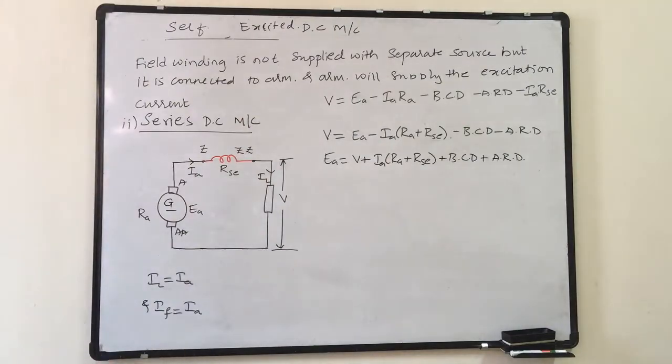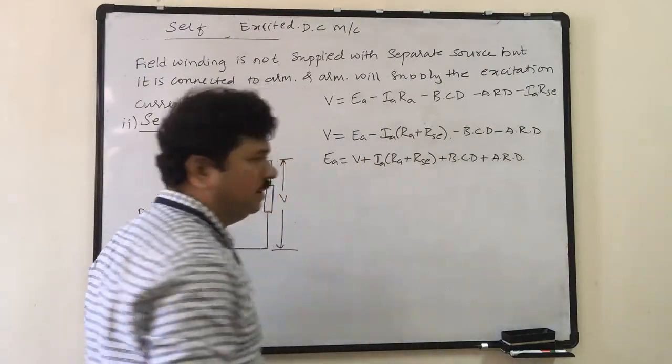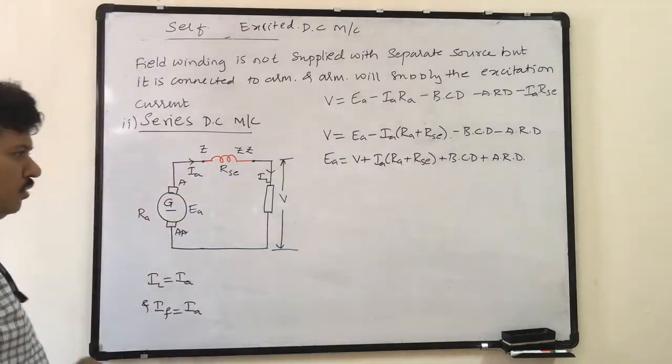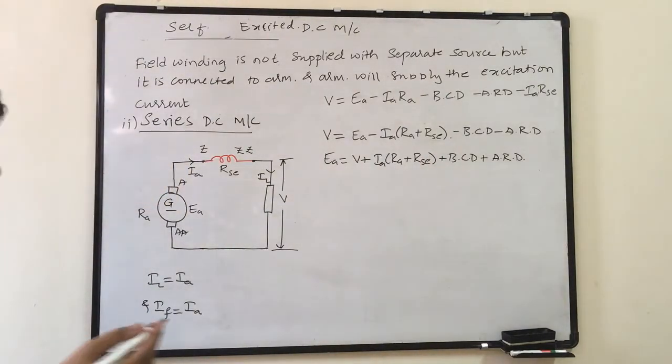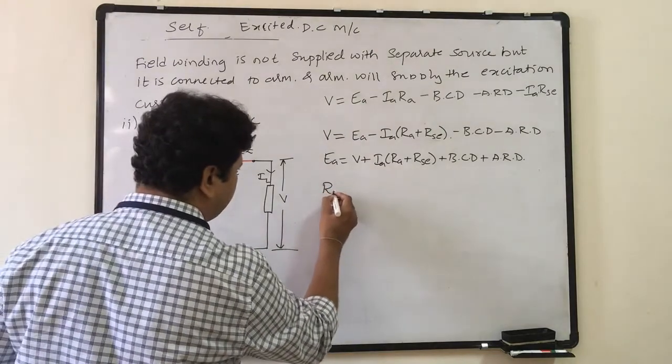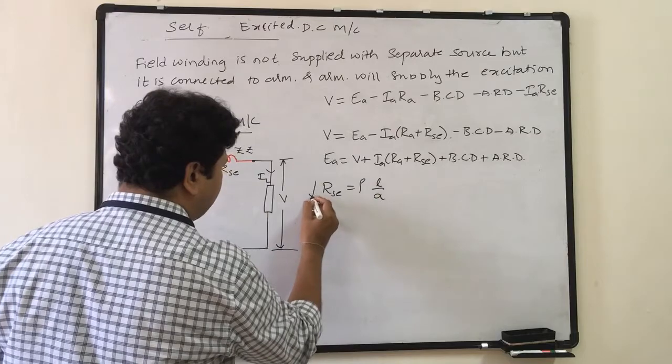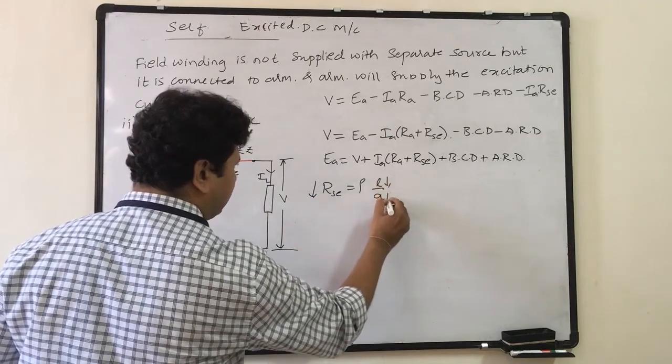Okay. So now I want to keep this IA into RSC low value. Therefore, I will be keeping RSC lower value. How to keep RSC lower value? Again same equation. RSC is equal to rho L by A. If I want this low, then length should be less, area should be more.